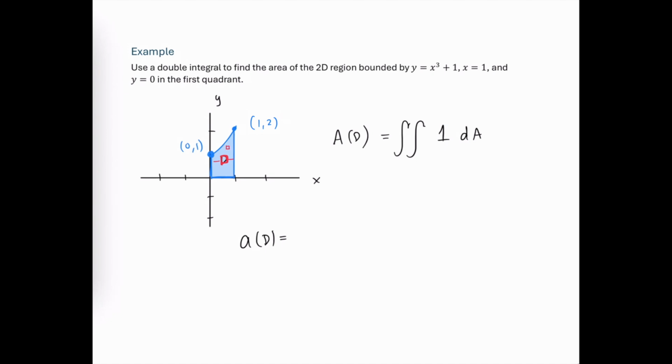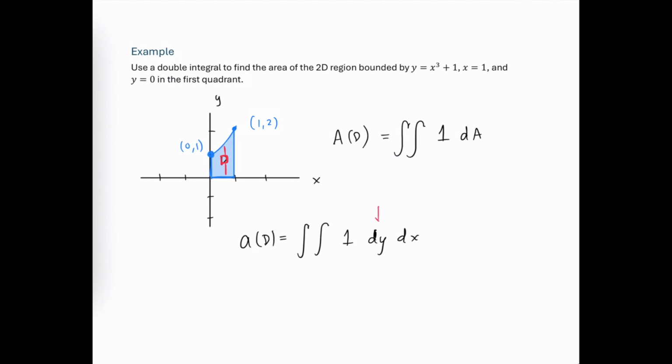If we're up here, the leftmost limit is going to be that cubic function, and if we're down here, the leftmost limit is going to be the line x is equal to 0. So if we integrated with respect to x first, we'd have to split this up into two separate regions and then add the two integrals together. But I think I'd prefer to just integrate with respect to y. So we'll go dy dx.